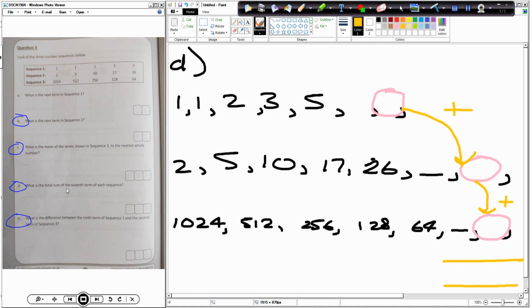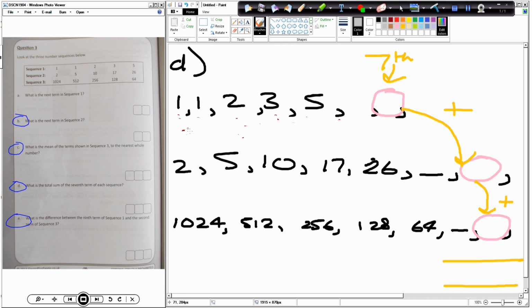For question part D, find the total. What is the total sum of the 7th term of each sequence? First, second, third, fourth, fifth, sixth, and 7th. The second pattern is 2, 5, 10, 17, 26, and then we'll work out the numbers. We'll do that for each pattern, and then we'll add up the 7th term. So this over here is the 7th term, the one which has been circled in pink. So let's work them out.